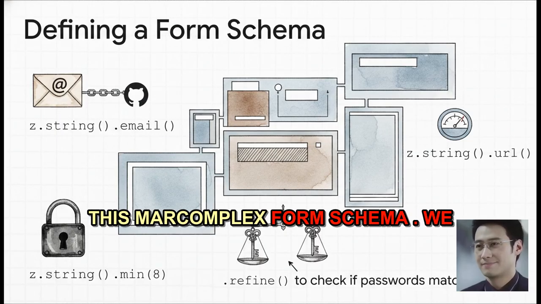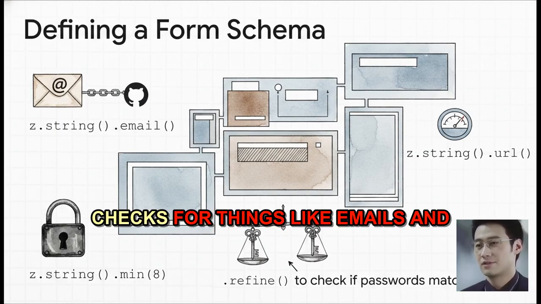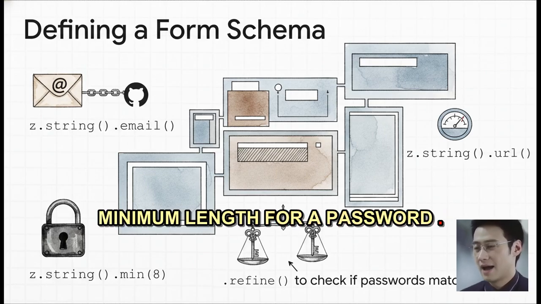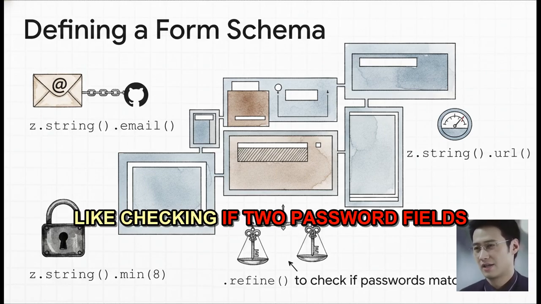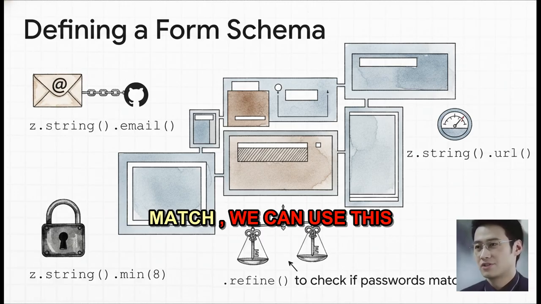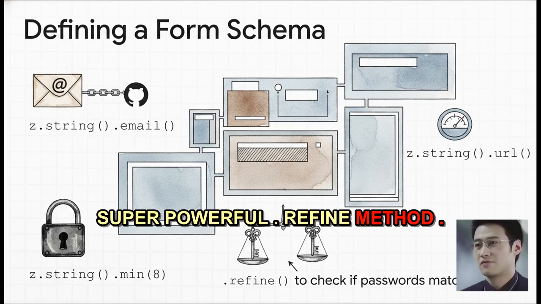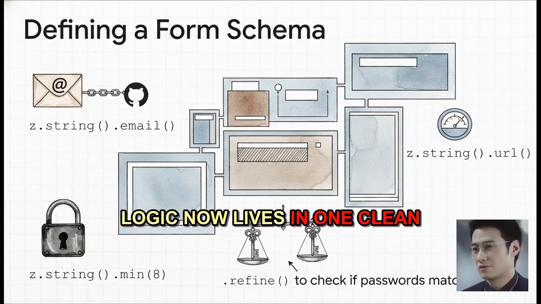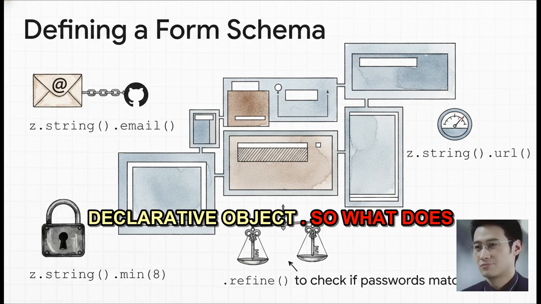Now check out this more complex form schema. We've got built-in checks for things like emails and URLs. We can set a minimum length for a password, and for any custom logic, like checking if two password fields match, we can use this super powerful .refine method. The key here is that all of your form's validation logic now lives in one clean declarative object.